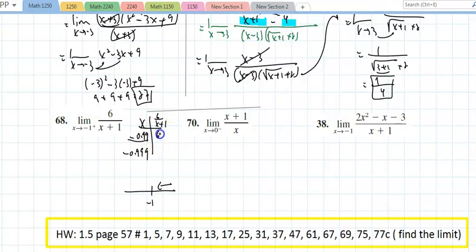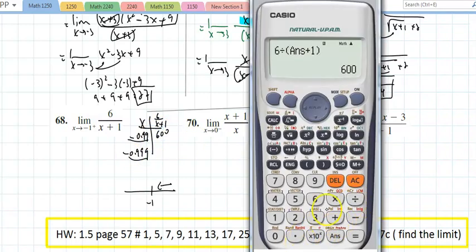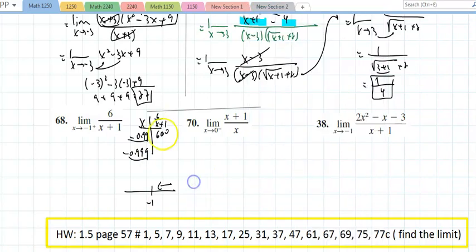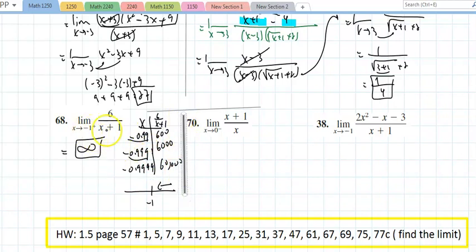600. What if I put negative 0.999? 6,000. Can you guess what's happening? I'm going to say this limit is going to approach infinity, because obviously if I go by a negative 0.9999, my guess it's going to be 60,000. This thing is growing without bound. Right? It's a single-sided limit. You don't have to do both, only one side.